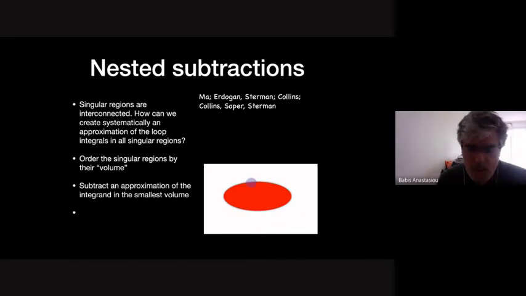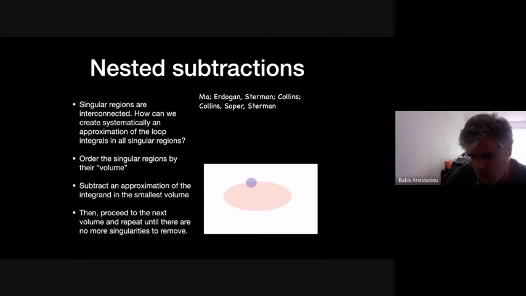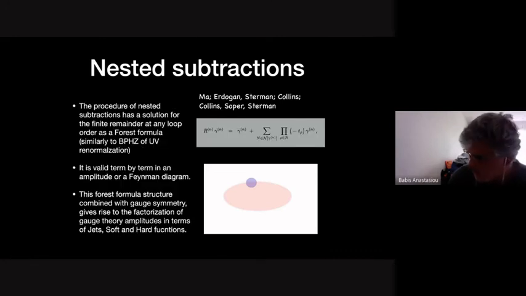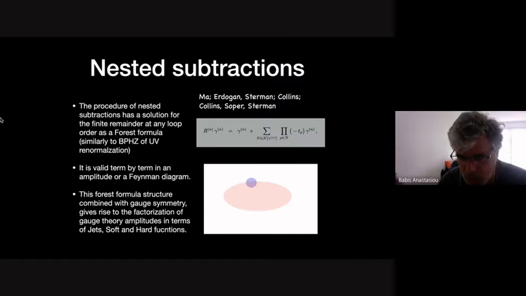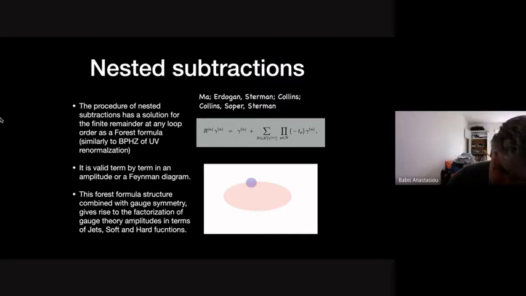Then you start by subtracting the singularities which correspond to the smaller volumes. This means that you subtract soft singularities before collinear singularities. And once you removed one volume, you go to the next one and next one. And this recursive process makes sure that you don't have double counting. You don't make a subtraction at a later point that will reintroduce a singularity that you thought you subtracted before. So this ordering is guaranteeing this.